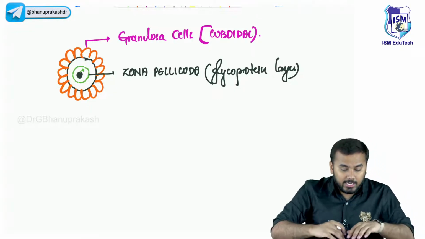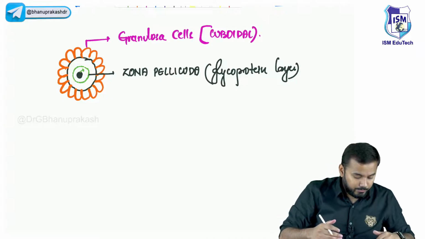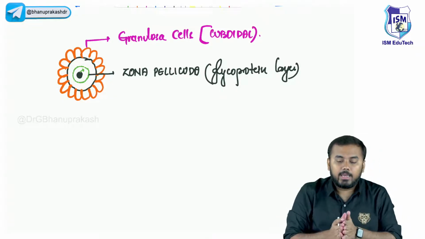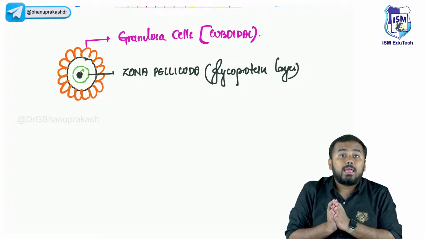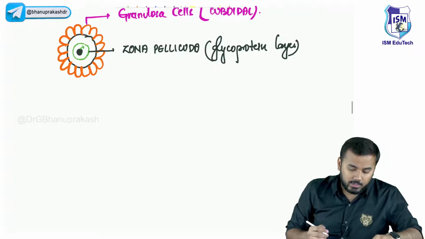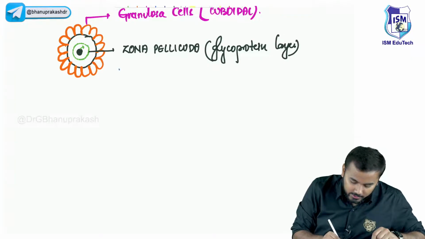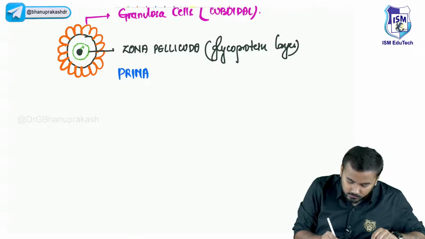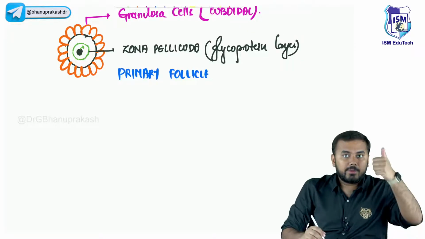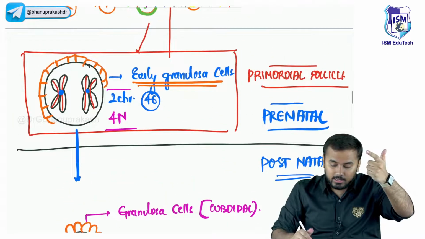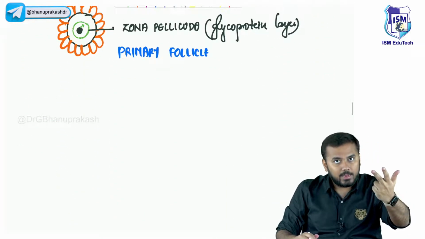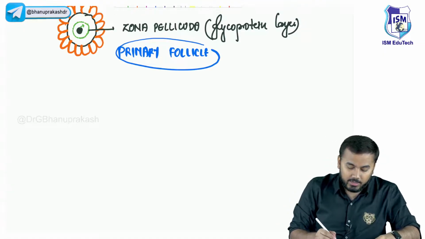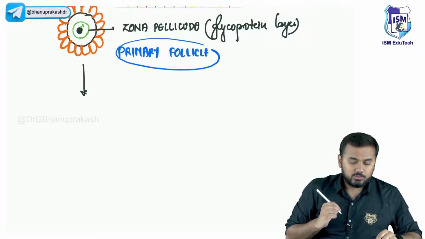Okay, so till here whatever development I have just shown you, this is called the primary follicle. What is this follicle called? Primary follicle. So first it was the primary oocyte. From primary oocyte, the next stage is primordial follicle. From primordial follicle, now primary follicle. After primary follicle, look at the next stage, what is happening.